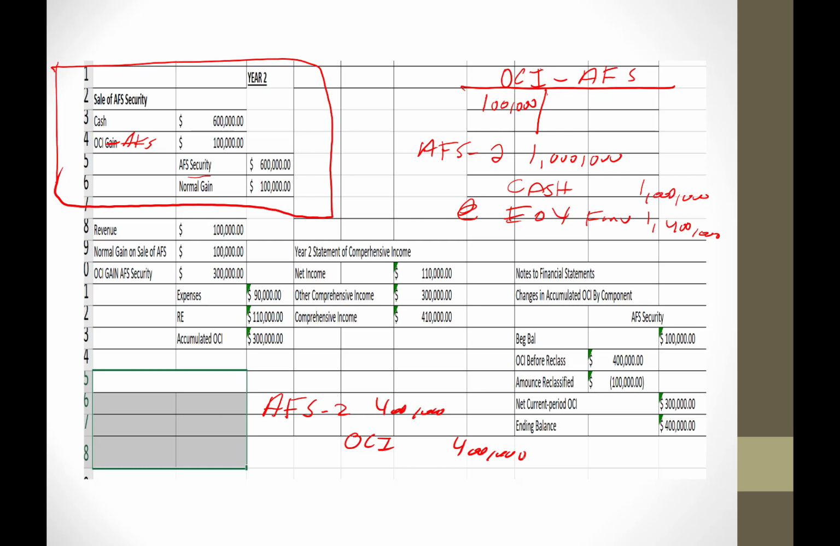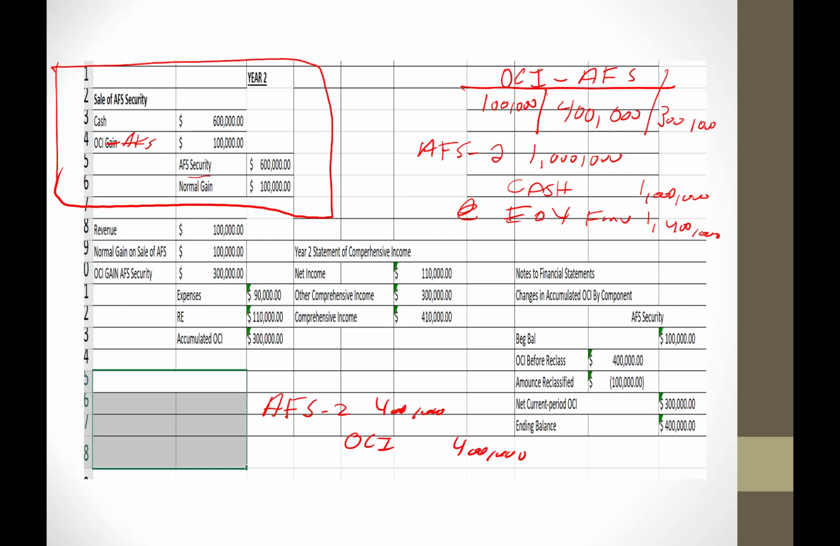So when I go ahead and I credit OCI AFS for 400,000, the balance in here is how much? 300,000, and that's what I will report for my other comprehensive income for the period, which consists of what? The 100,000 that came out and the 400,000 that came in, doesn't it?